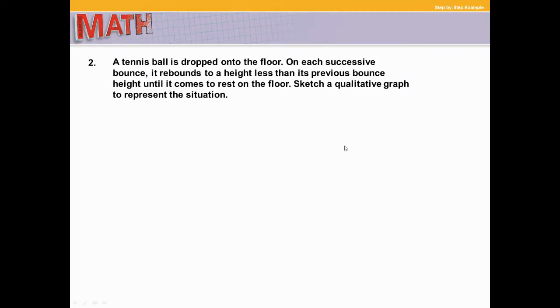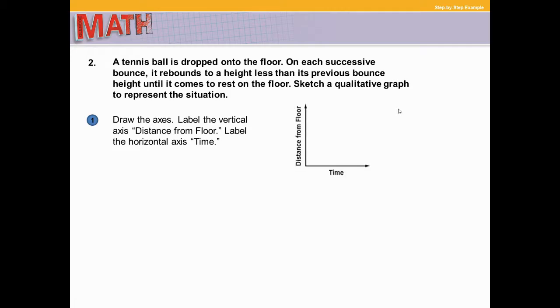A tennis ball is dropped on the floor. On each successive bounce, it rebounds to a height less than its previous bounce until it comes to rest on the floor. Sketch a qualitative graph to represent the situation. Since this is the first one, I'm going to show you what the graph should look like. Time is on the x-axis, the horizontal axis, and distance from floor is on the y-axis. So, go ahead and sketch this situation.